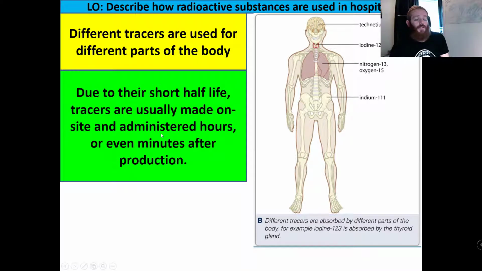So due to the short half-life, tracers are usually made on site and are administered hours or even minutes after production. So they'll use a device, which I don't even think I'm going to tell you about in this topic, but it's called a cyclotron, that makes those radioactive tracers on site. They can't buy them, because imagine you wanted something that has a half-life of like an hour. If you were to order that from somewhere, by the time it arrives to you, it's probably all decayed. That's no good. So you need to be able to make those radioactive tracers on site, ready for whenever you want to use them.